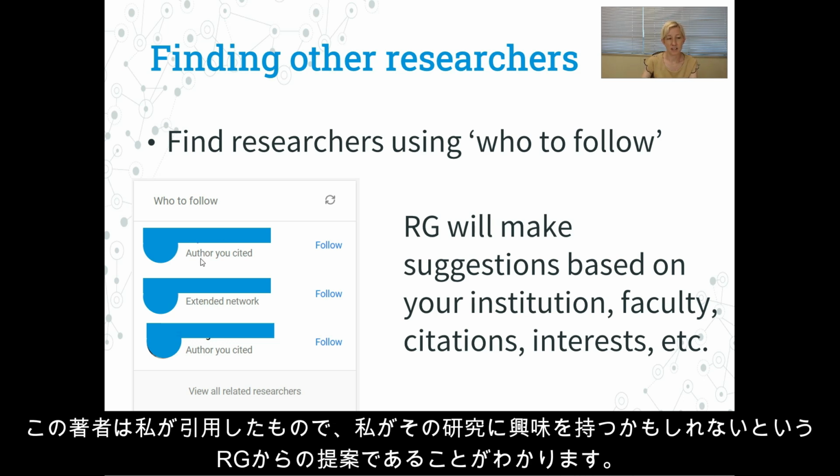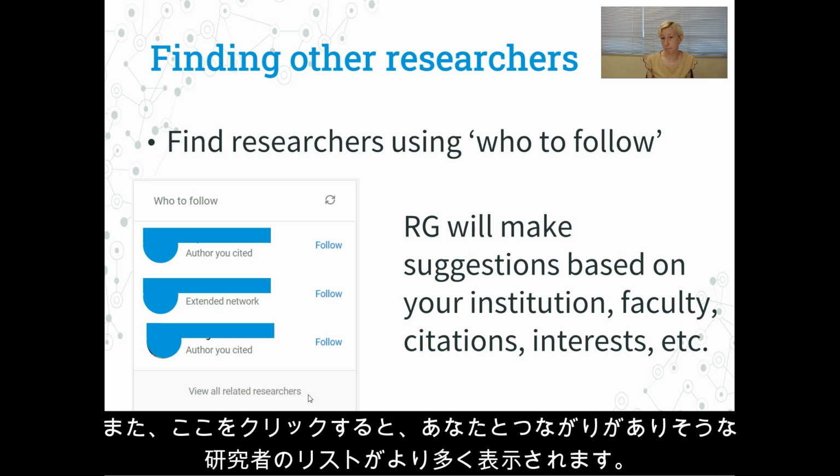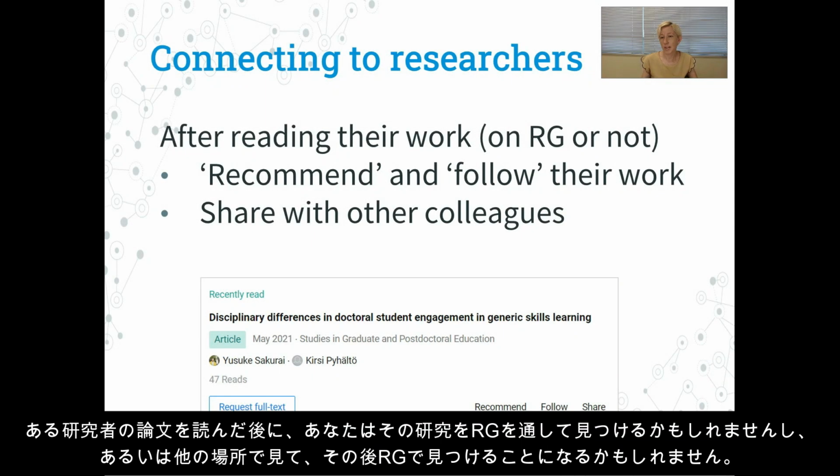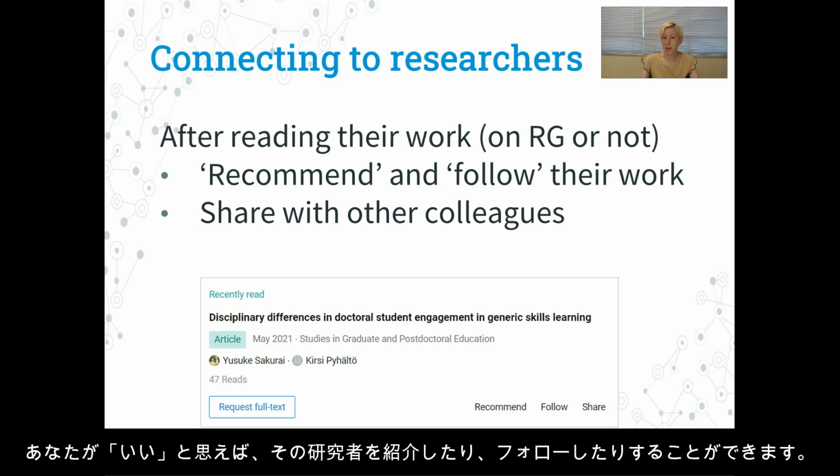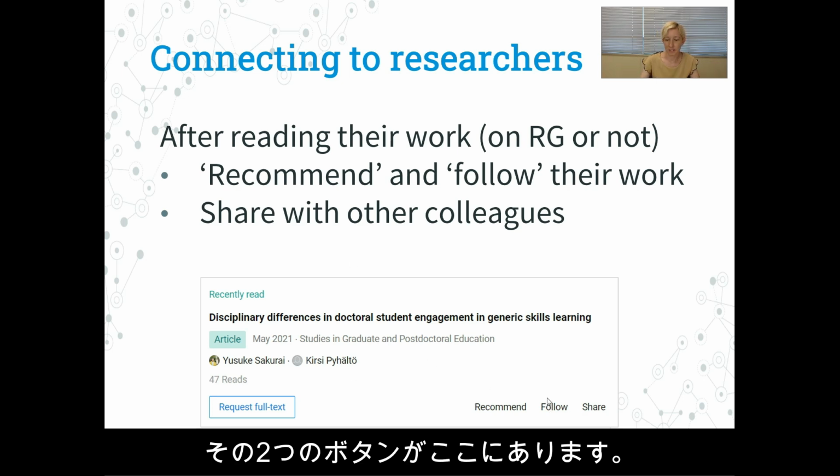So I can see here this author I cited, so there's a recommendation that I might be interested in their work. You can also click here to get a much bigger list of researchers who you might be connected to in some way. So after reading a researcher's work, and you may have seen their work through ResearchGate, or maybe you have seen it elsewhere and afterwards have come to find them on ResearchGate, you can recommend or follow their work if you like. So that's these two buttons here.